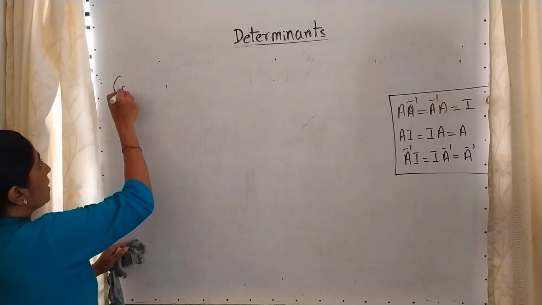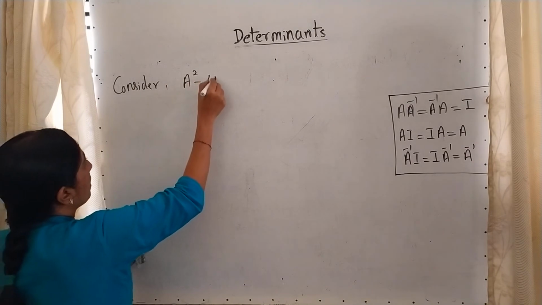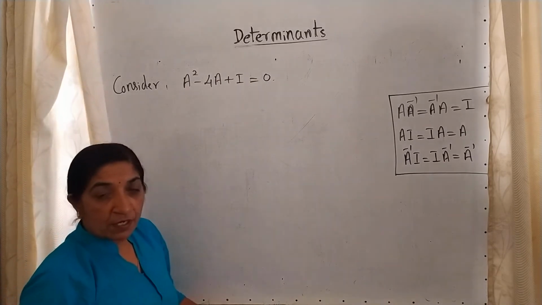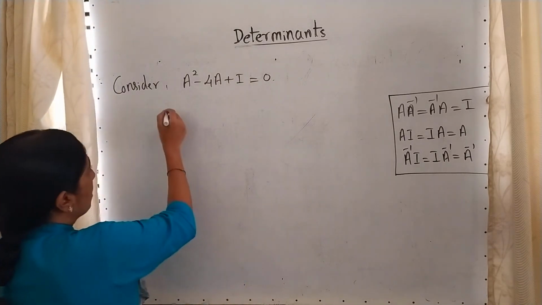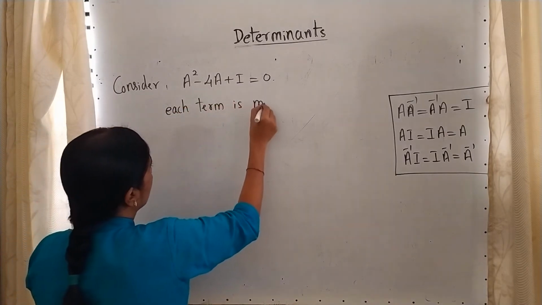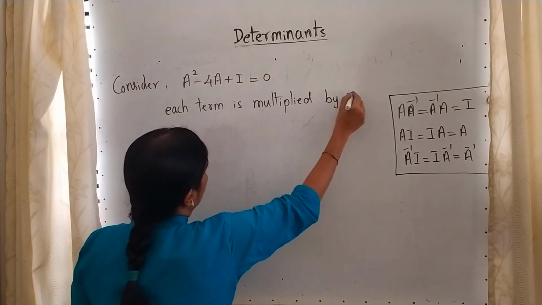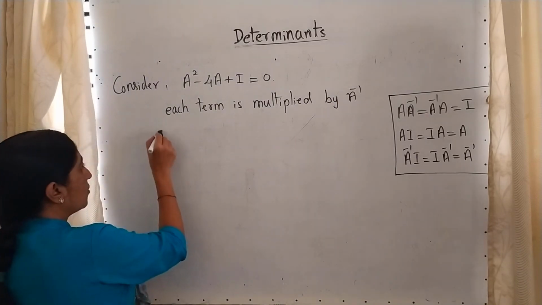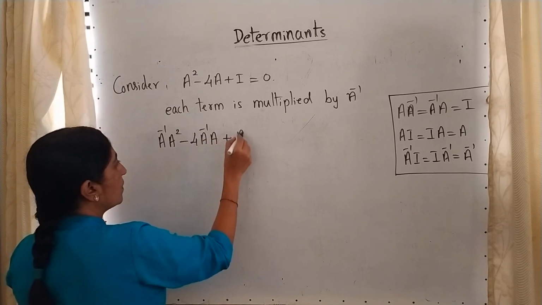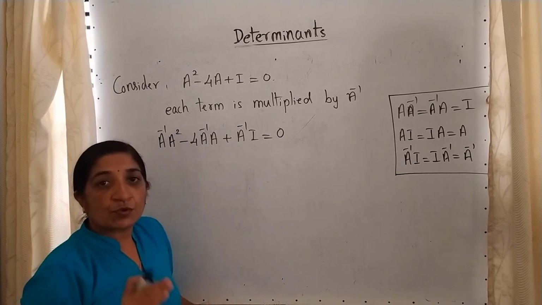Now consider, see already we proved this one. Which one? A square minus 4A plus I is equal to 0. Please note down this step. To find the inverse means each term is multiplied by A inverse. A inverse into A square minus 4A inverse into A plus A inverse into I is equal to 0. Directly I wrote 0 because 0 into anything is 0.